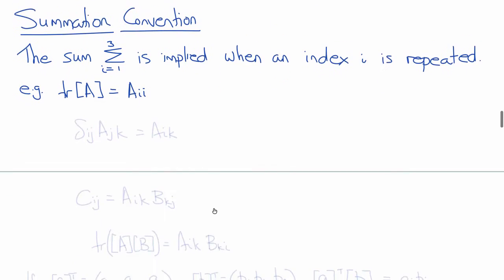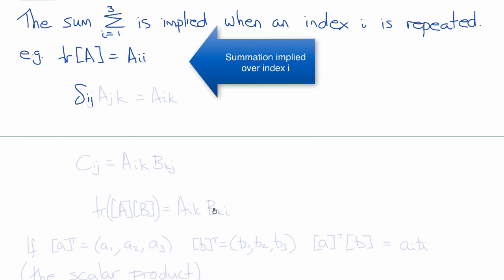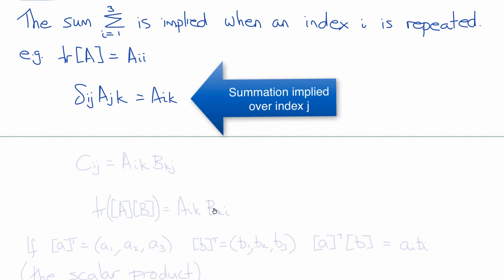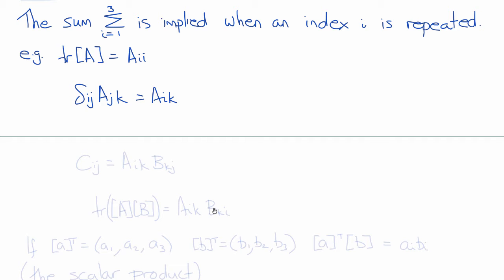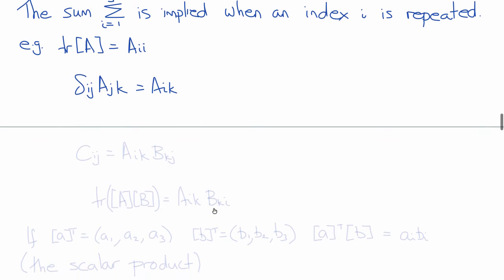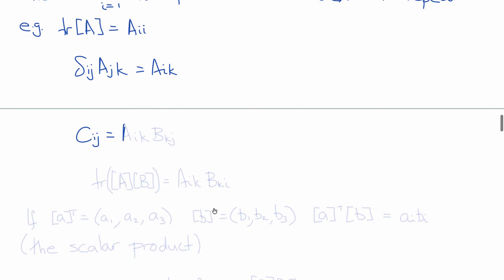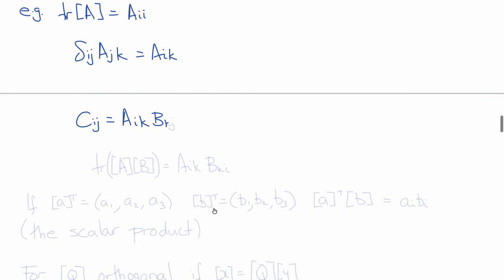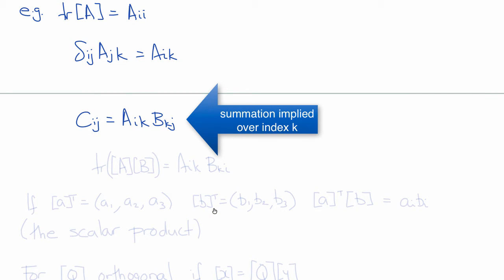Similarly, we could write delta ij times Ajk is equal to Aik instead of including the summation over j from 1 to 3. So i in the first example or j in the second example are called dummy indices. They're the ones that are summed. Here, the summation index in the matrix multiplication Aik Bkj is k, so the implied sum is over k equals 1 to 3.